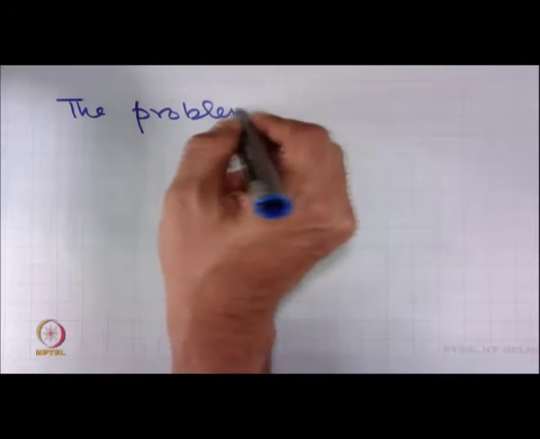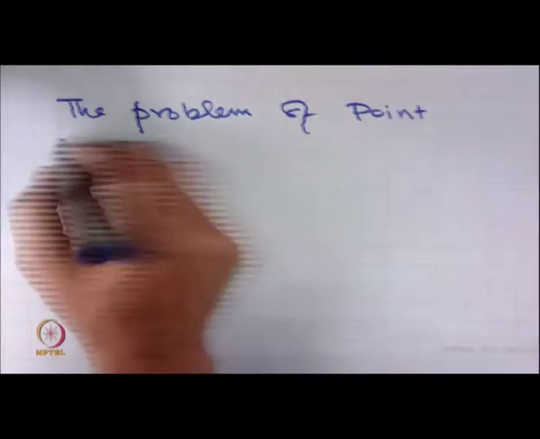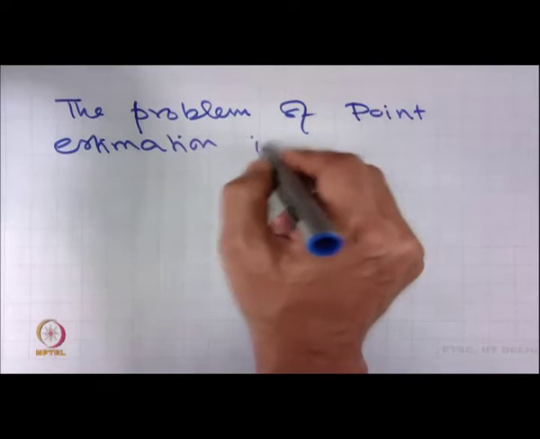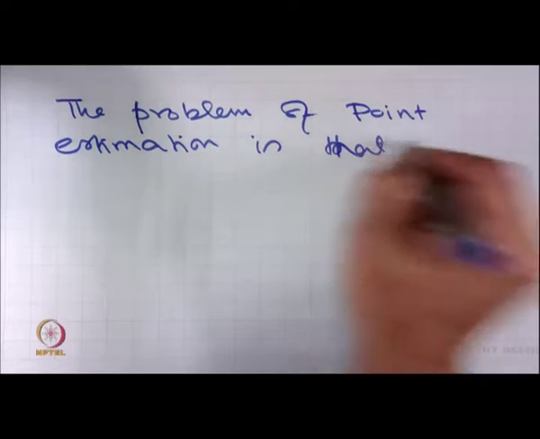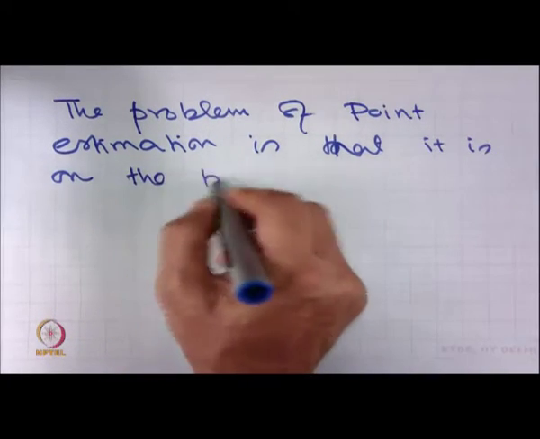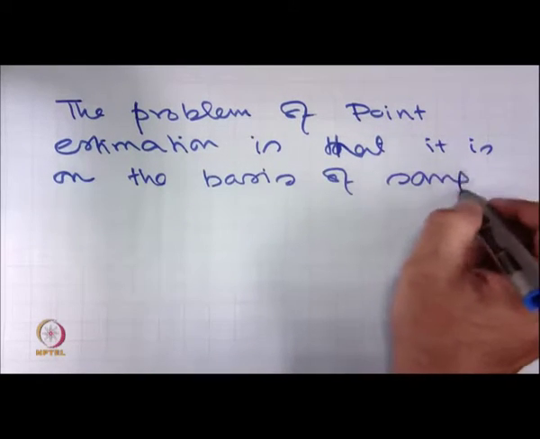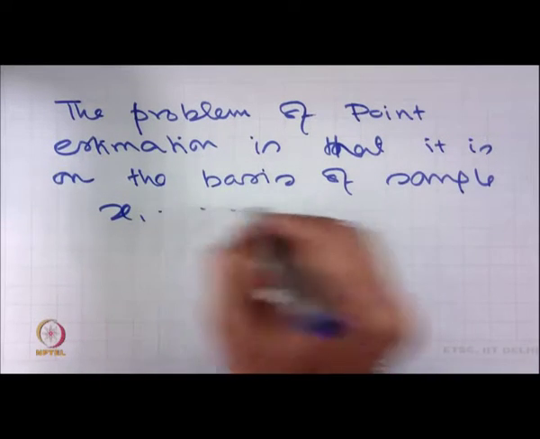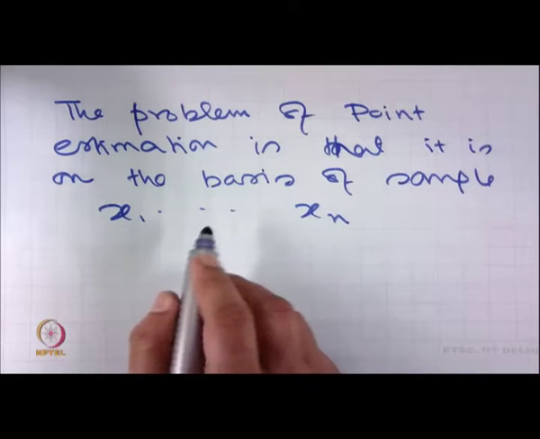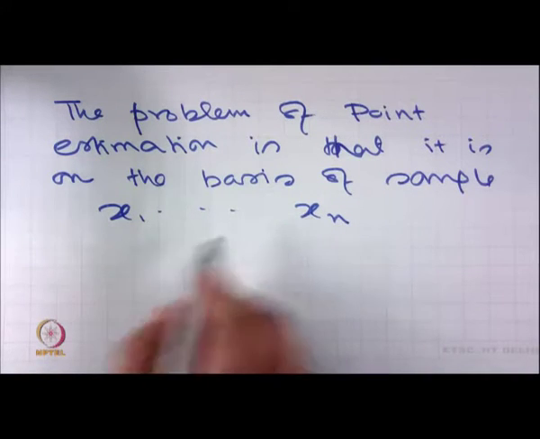However, the problem of point estimation is that it is on the basis of sample x1, x2, ..., xn, and based on that we are trying to estimate the value of the parameter theta.